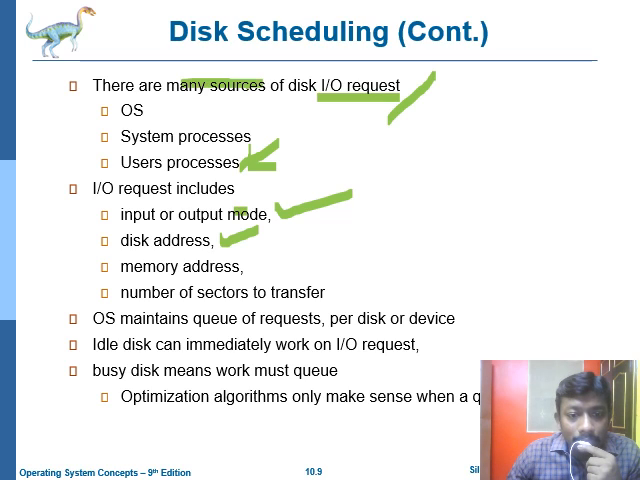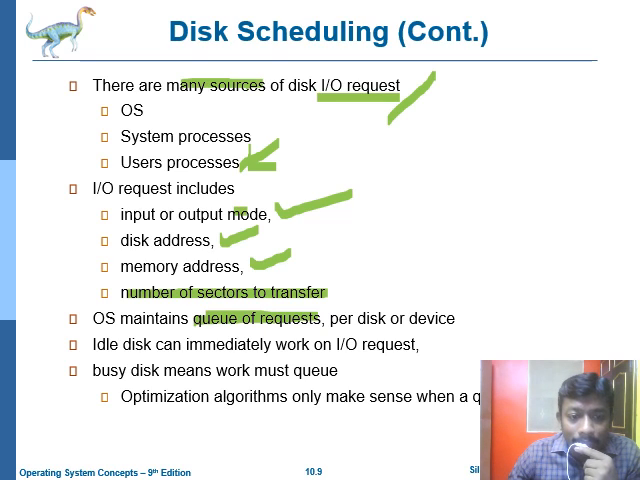So the third one is the memory address. The fourth one is the number of sectors to transfer. These are all the important factors that have to be considered in the input output request. Then the OS maintains a queue of requests. This request has to be maintained by the OS as a queue of requests per disk or per device.